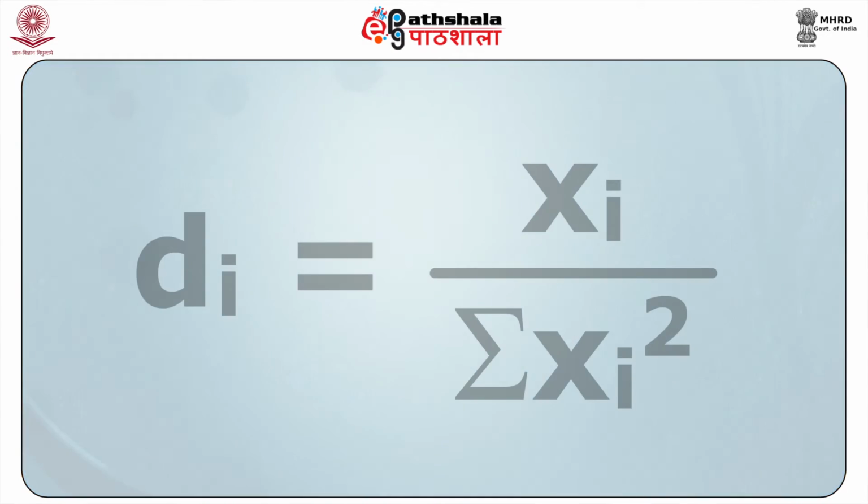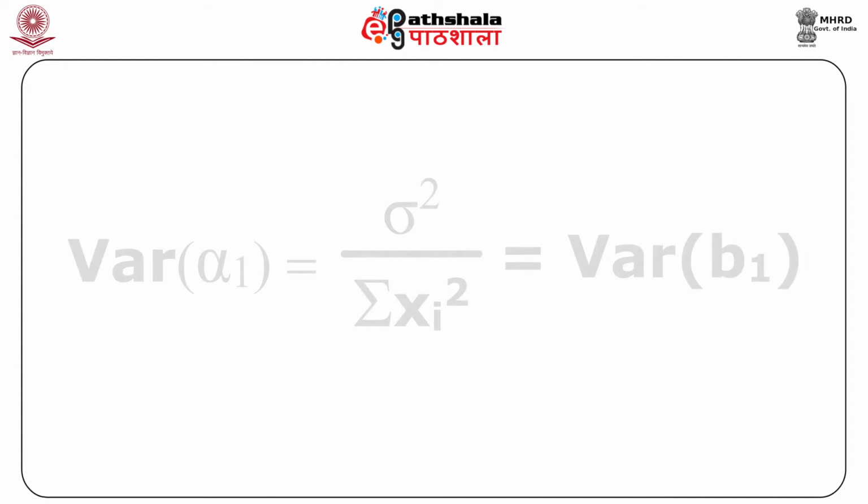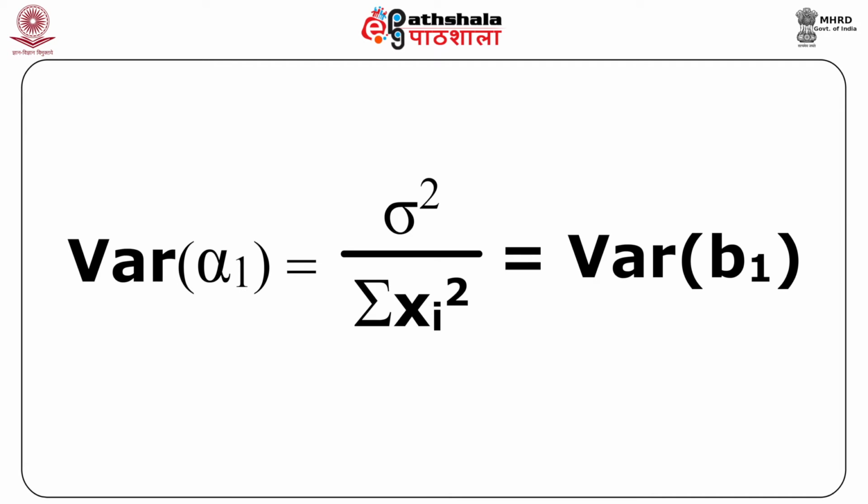That is, assume di is equal to xi divided by summation xi square. Then variance alpha 1 is equal to sigma square divided by summation xi square, which is equal to variance b1. Therefore, the variance of any other linear estimator will always be greater than variance b1, the OLS estimator, as there is a positive term added to it.